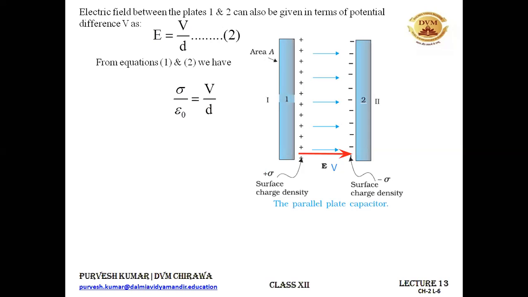I forgot to mention it earlier. Please mark it. The two plates are separated by a distance d. All right. So you can write it like this. Let me mark it for you. The distance between the plates is small d. So this distance between the plates is small d. Please mark it. All right. Now we are good.